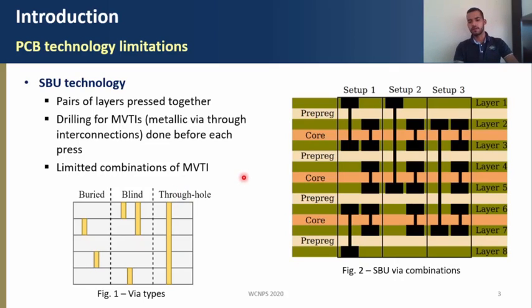Regarding those limitations, if we have here 3 setup examples, given that we already used those black vias here, we could not connect layers 3 to 4, for example, and in setup 2, we could not connect layers 4 to 8 because of these crossing terminations here. That's the problem. And in setup 3, you have this kind of limitation.